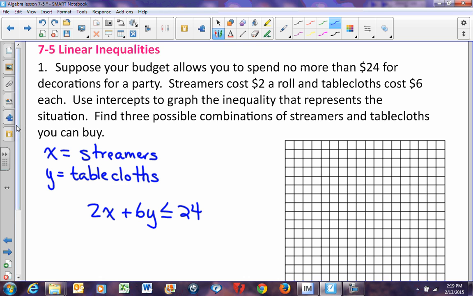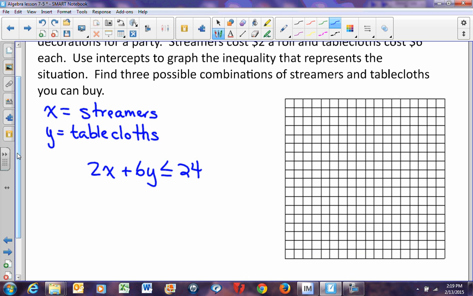They told us we should use intercepts, which is nice because 24 is divisible by 2 and 24 is divisible by 6. So if I use intercepts, if x is 0, 24 divided by 6 is 4. If y is 0, 24 divided by 2 is 12. Now, I know I cannot buy a negative amount of streamers and I cannot buy a negative amount of tablecloths. So I know I don't need anything but quadrant 1.